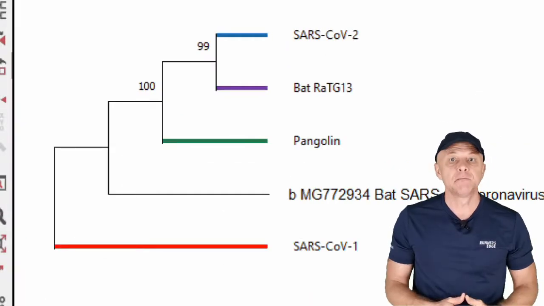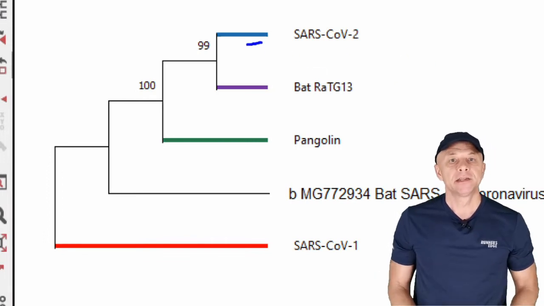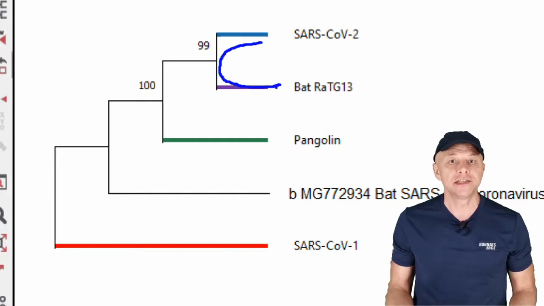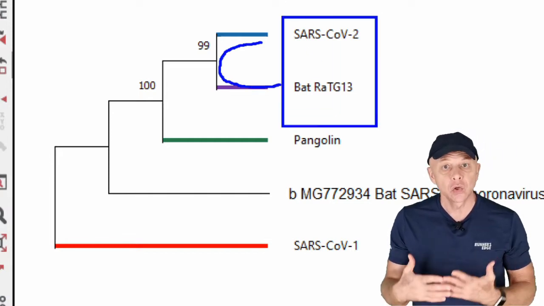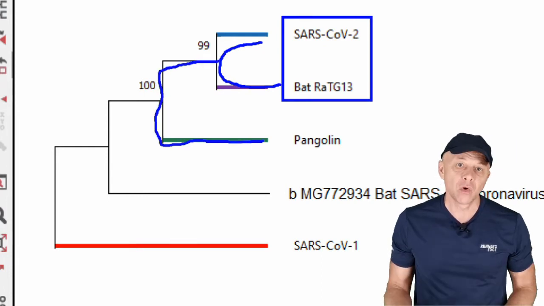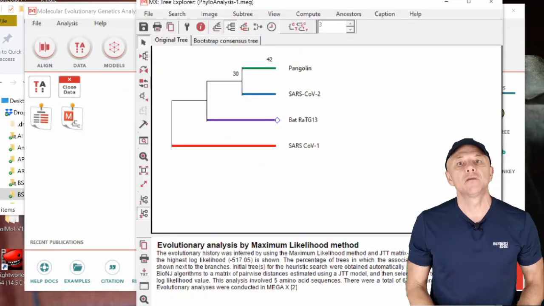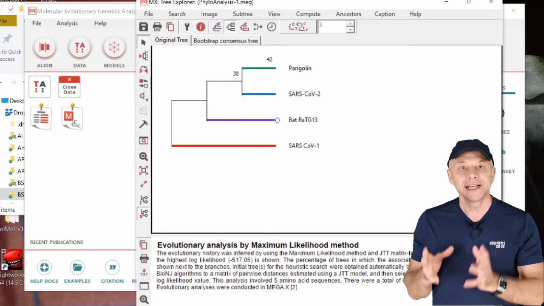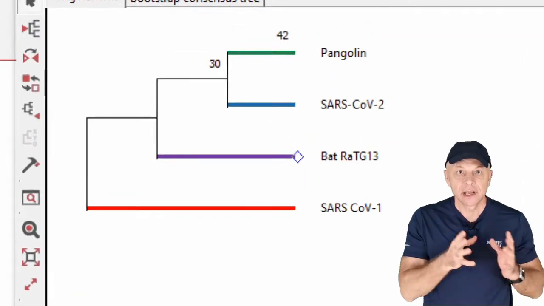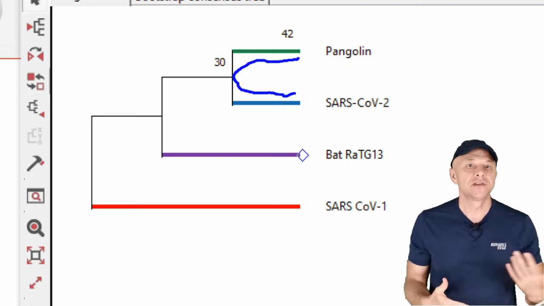Here, we reconstruct the maximum likelihood tree and bootstrap it using the program MEGA. This tree shows that bat-rat G13 is indeed the closest known relative of SARS-CoV-2, with pangolins being the more distant relatives. However, if we build the same tree using only the human receptor binding domain of the spike protein, the pattern of relatedness is reversed. Now pangolins are more closely related to SARS-CoV-2 than bat-rat G13.